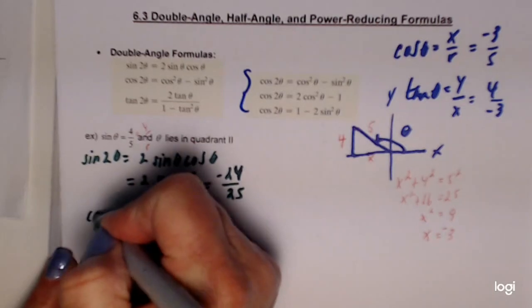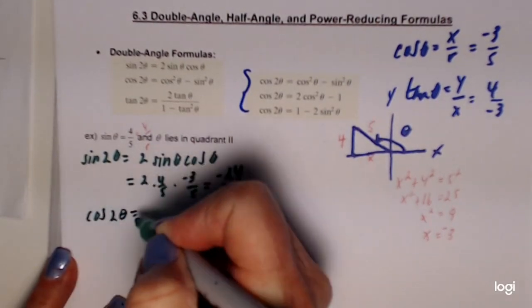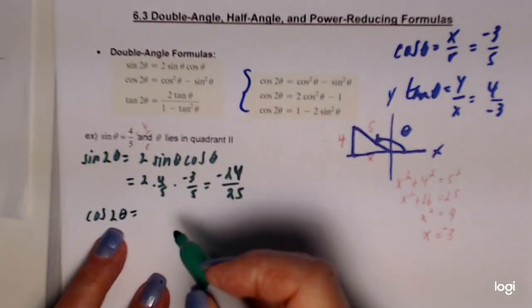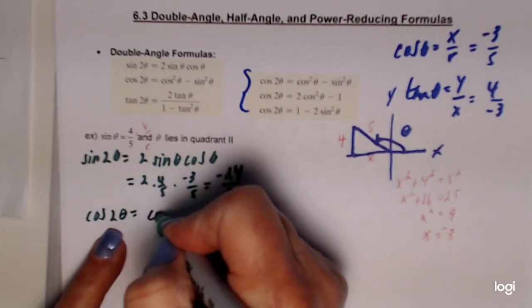A little different. We're used to fractions looking way different than this, but it is a legitimate answer. Now let's take a look at cosine of 2 theta. And for this one, I'm going to use the first formula just because I feel like it.